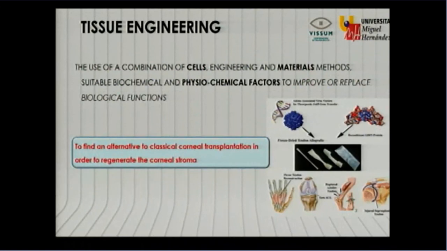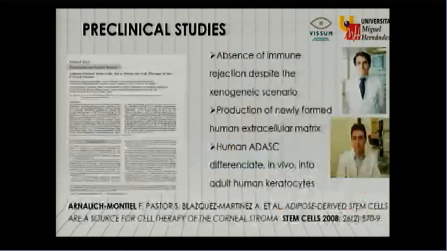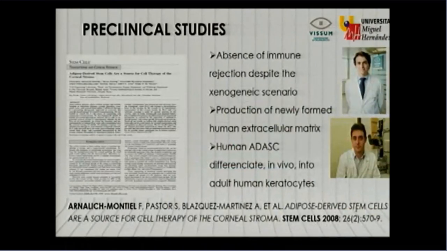And the issue is that we try to find an alternative to classical corneal transplantation to regenerate the corneal stroma. The preclinical study was performed by some of my collaborators, but I want to mention Dr. Arnalich, who was the first. He did his PhD on this topic, and then my son Jorge, my eldest son, also did the study, and we published the first paper in 2010, 10 years ago.